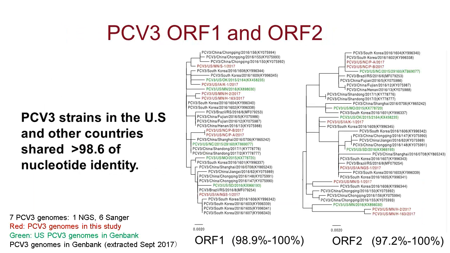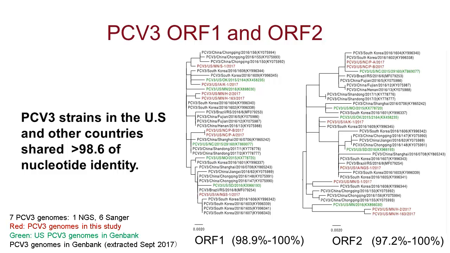Lastly, I want to touch a little bit more on the genetic sequencing data we have. In this study, we got 1 complete genome from next-generation sequencing and 6 complete genomes from Sanger sequencing. The sequences we got in this study are in red, and the genomes from other studies from the US are green. If you look at these phylogenetic trees, the US genomes are not clustered together, and they are spread out in the phylogenetic trees. Some are closer to strains found in Asia, and some closer to strains found in Europe and Brazil.